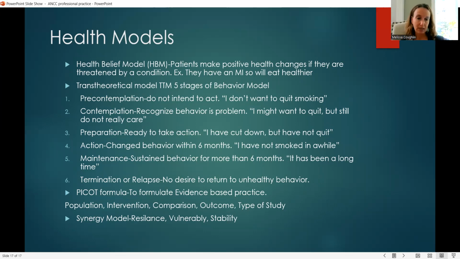And then you have the PICOT formula to formulate evidence-based practice. And then that helps you formulate proper questions to study, and it's population, intervention, comparison, outcome, and the type of study. And then the synergy model is resilience, vulnerability, and stability.